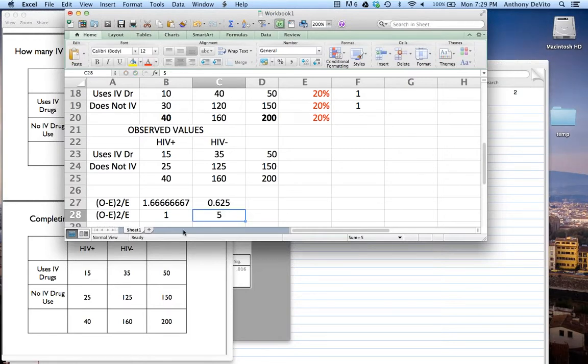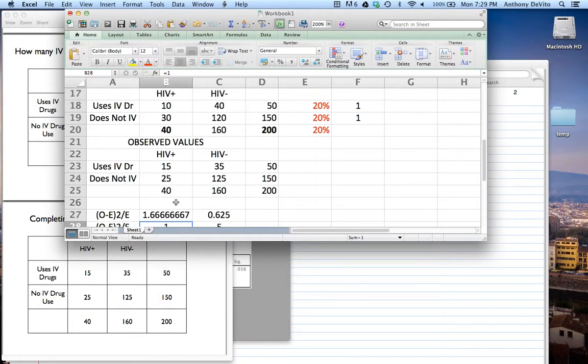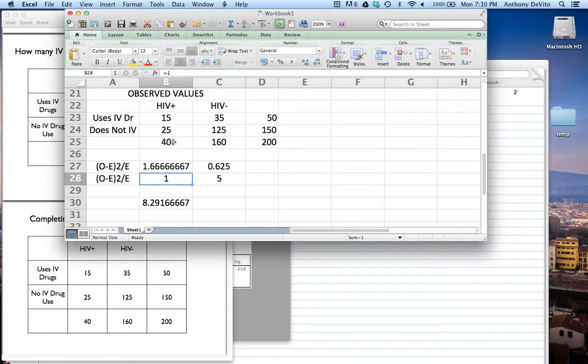Did I make a mistake on that first one? Did I make a mistake on this one, guys? My observed value is 25 minus my expected value is 30. So that's 5. Square that, that's 25. Divide by my expected value, which is 30. So 25 over 30. I inadvertently put my observed value in the bottom, not my expected value.